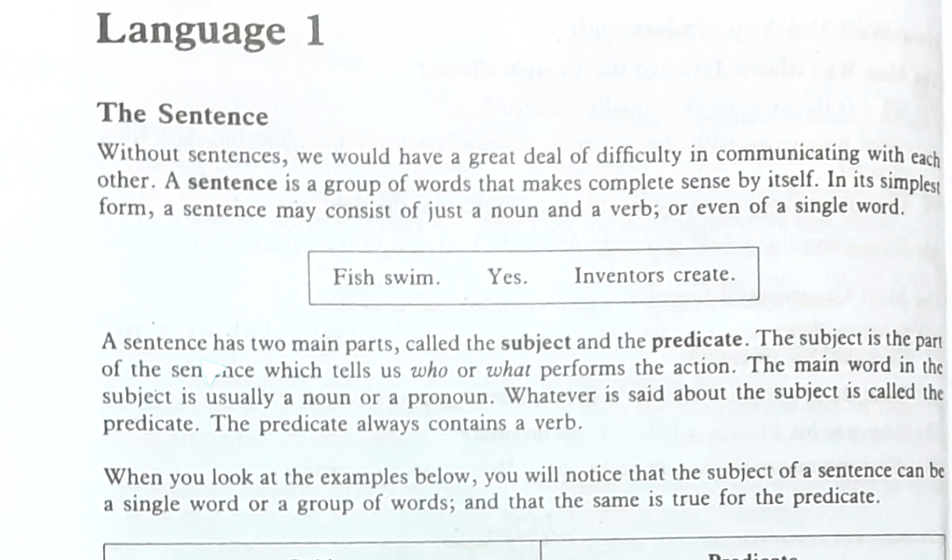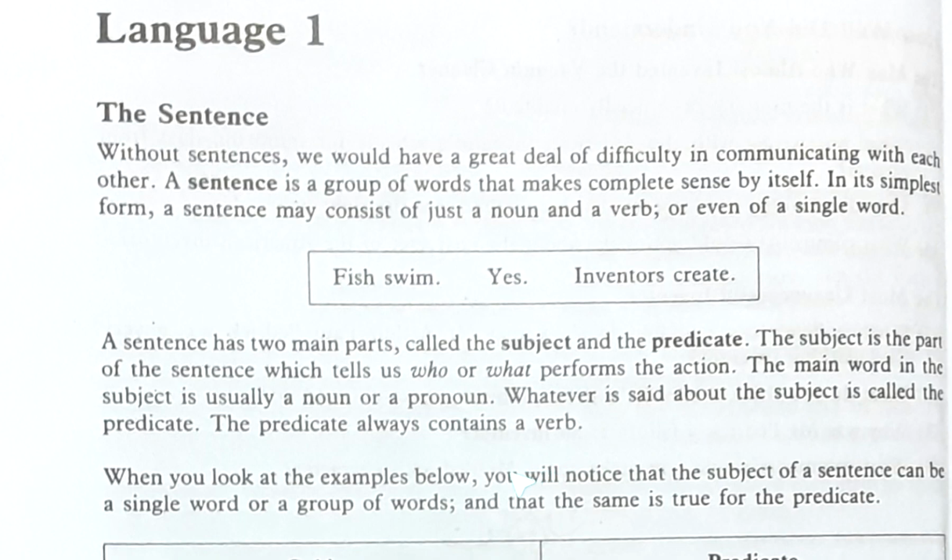Here it's written a sentence has two main parts called the subject and the predicate. The subject is the part of the sentence which tells us who or what performs the action. The main word in the subject is usually a noun or a pronoun. Whatever is said about the subject is called the predicate. The predicate always contains a verb.